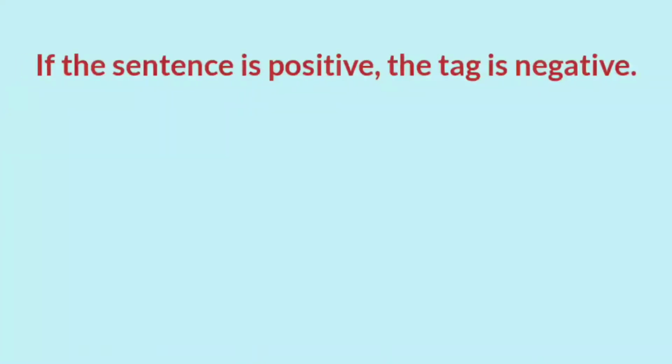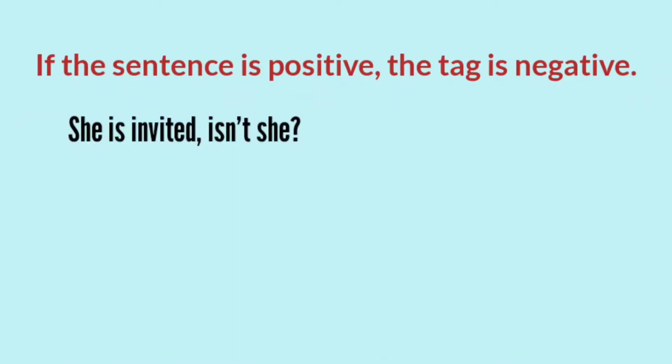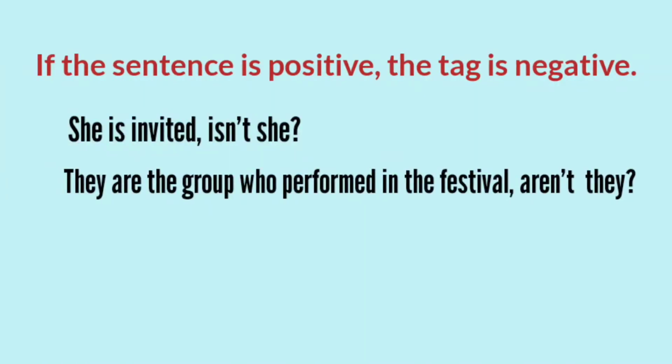However, if the sentence is positive, the tag is negative. Here are some examples. She is invited, isn't she? They are the group who performed in the festival, aren't they? Chris is lying, isn't he?